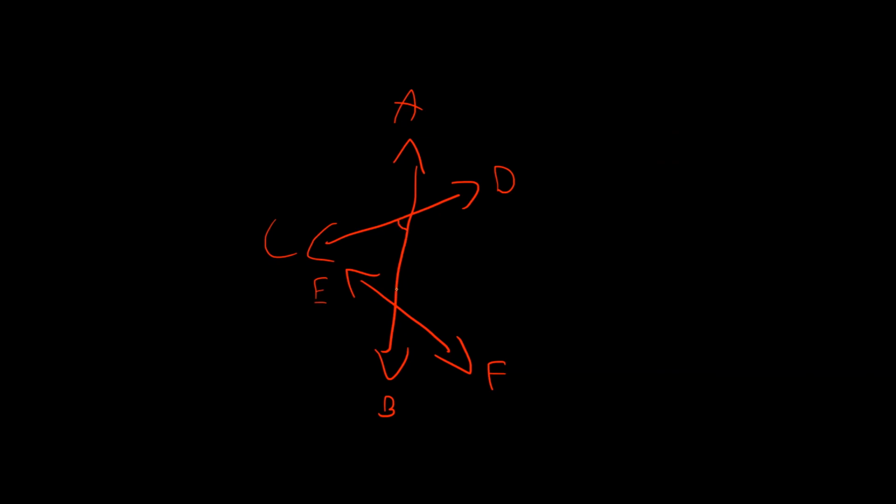This and this is an alternate interior angle because they're both inside the two lines and opposite of the transversal line. This angle and this angle are also alternate interior angles. Now, even though this is not parallel, they still form the Z shape. If you start from this angle and go to the alternate interior angle, you will see a Z.